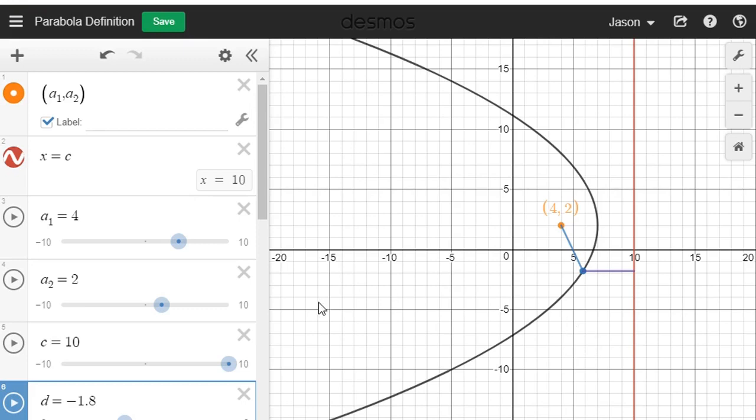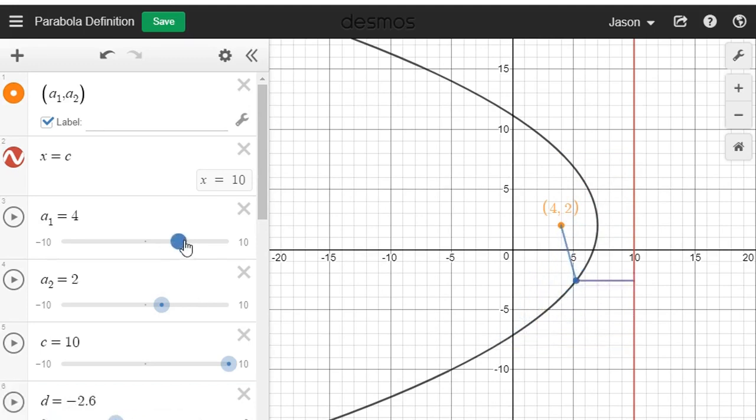But basically what we're looking at here is, here's a point, this point in orange, and here's a line that's in red. And basically what I'm saying is that every point on the parabola has the exact same distance from the orange point and the red line. So every point on the parabola has the same distance from the orange point and the red line.